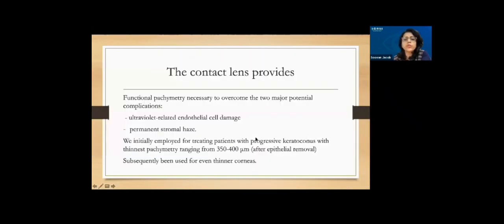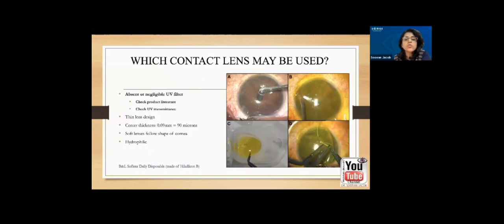And of course, the most important thing is that it should be, okay, I'll come to that slide later. The contact lens prevents ultraviolet light endothelial cell damage and also prevents the stromal haze that can happen otherwise. So this is the most important question: which contact lens may be used?